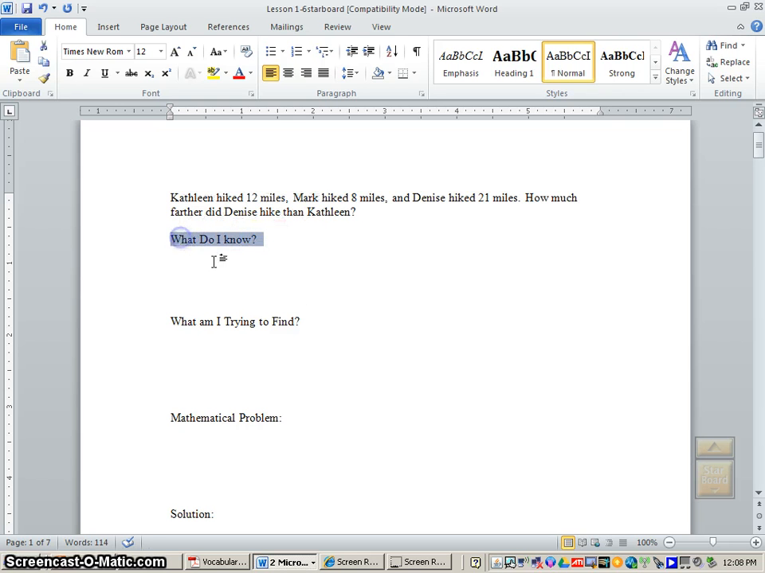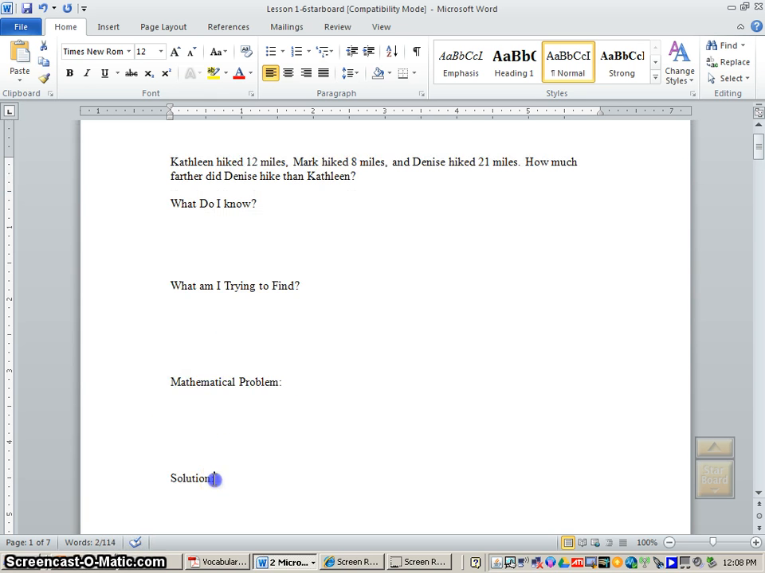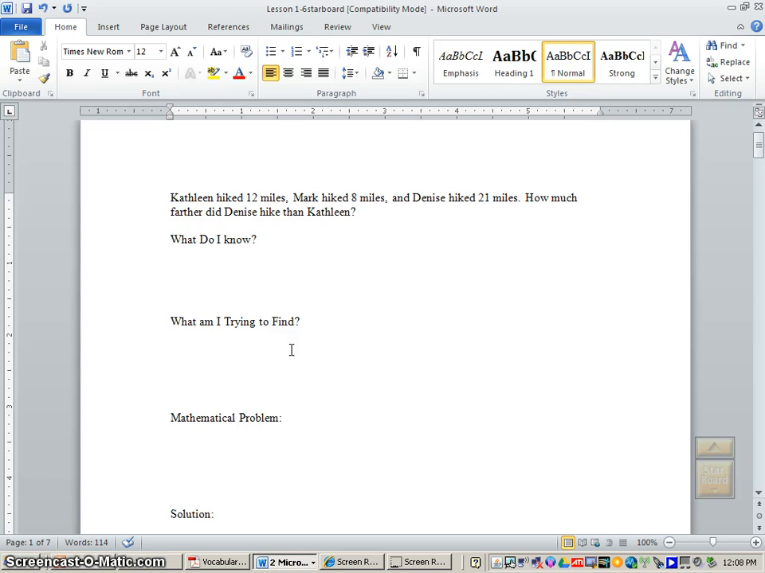We looked at what do I know? What am I trying to find to help focus us in on the exact thing that we're trying to find within the word problem? We also have a mathematical problem, and then the solution is just writing the answer in a nice complete sentence. So first of all, we'll take a look at our word problem.